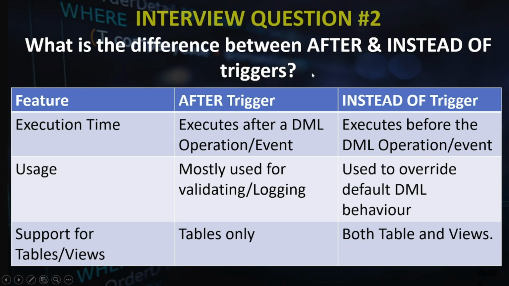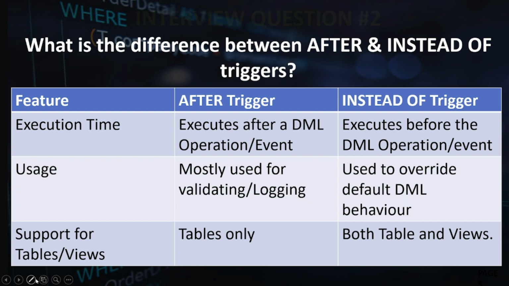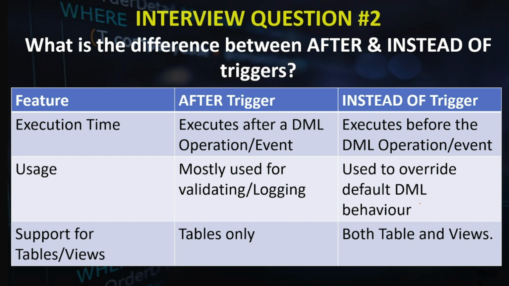Second question, what is the difference between after and instead of triggers? Execution time of an after trigger is after the DML operation, and execution time of an instead of trigger is before the DML operation. After triggers are mostly used for validating and logging, but instead of triggers are used to override the DML behavior. For example, we have already seen in our previous example that we were doing soft delete. So instead of the delete being performed, it was performing a soft delete. So this is the use of instead of. Support for tables and views: the after trigger only supports tables, but the instead of trigger supports both tables and views.